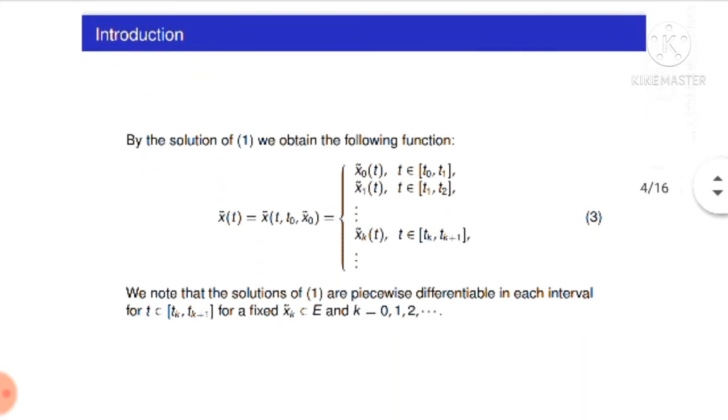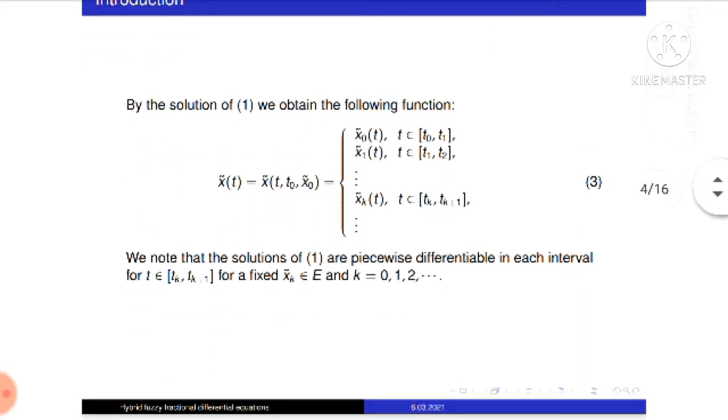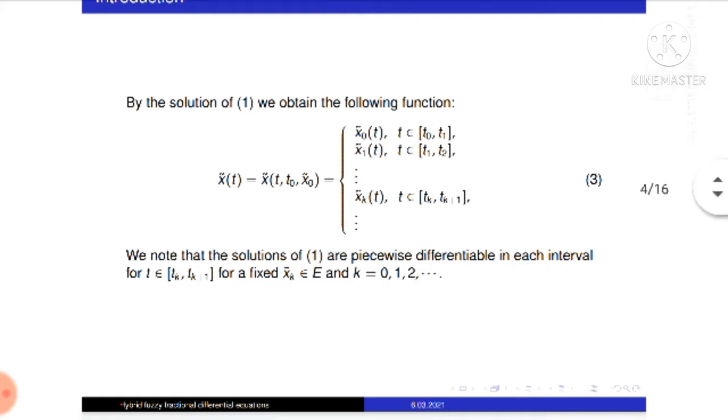And then introduction. By the solution of equation number 1, we obtain the following function with initial condition: x of t equal to x of t comma t naught comma x naught, x naught of t, t belongs to t naught comma t 1, x 1 of t, t belongs to t 1 comma t 2, x k of t, t belongs to t k comma t k plus 1. We note that the solution of 1 is piecewise differentiable in each interval for t belongs to t k comma t k plus 1, for a fixed x k belongs to E and k equal to 0, 1, etc.